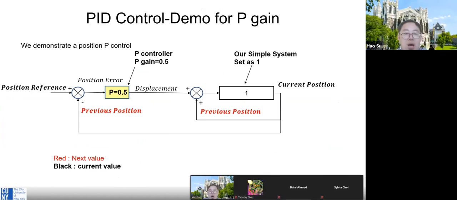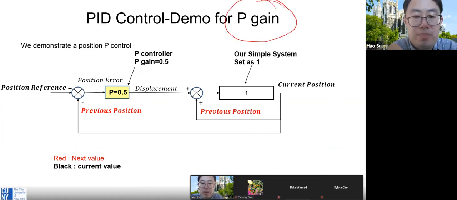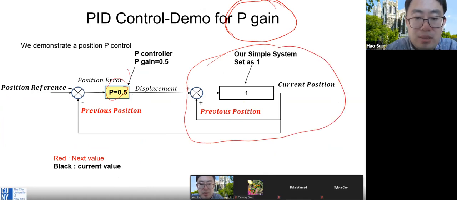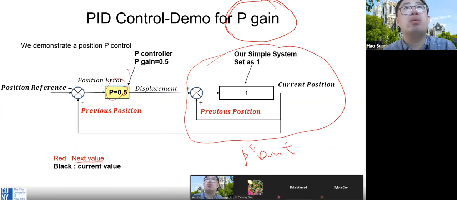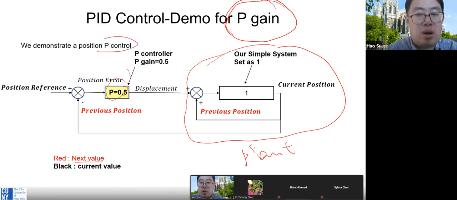Let me give you an example. Let's look at the P gain. If you look at the P controller, the controller just has a P, and this is our plant. The red is the next value, and the black is the current value. Let's look at how this discrete system works.